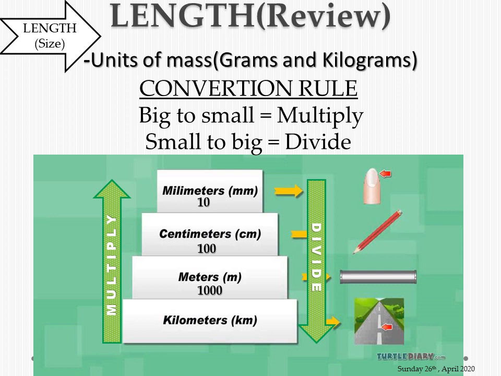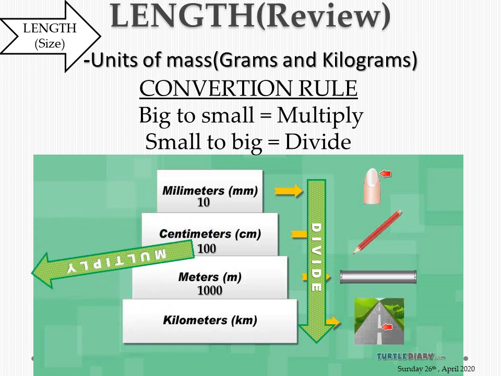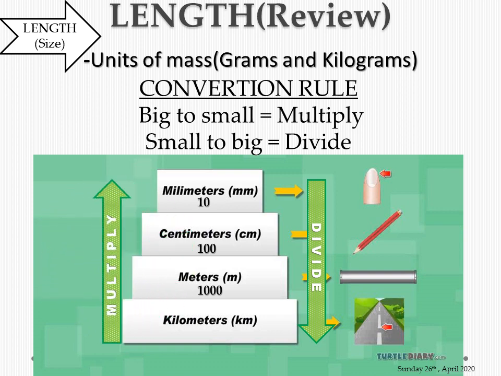On the arrows, it says going from the big block upward, you multiply. That means from the big units to any of the small units, multiply. And then coming downward from the small units to the big units, you have to divide. You see that? From big to small, multiply. That means you're going upward towards the smaller units.